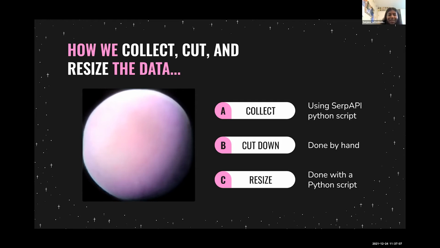Yes, and also the pink planet is one that we generated. It's one of our favorites.